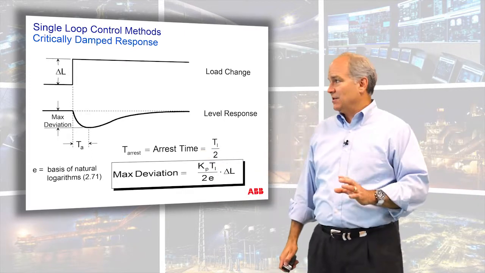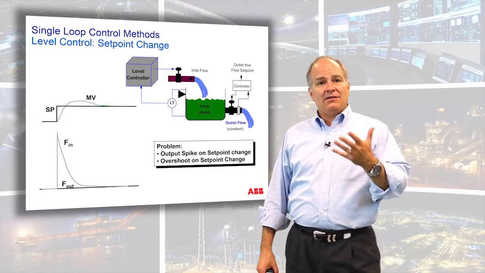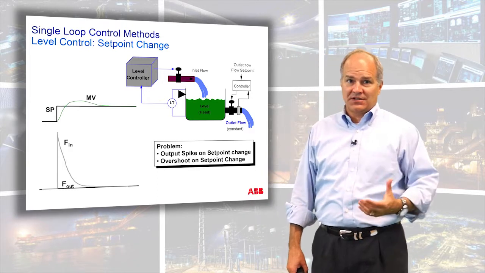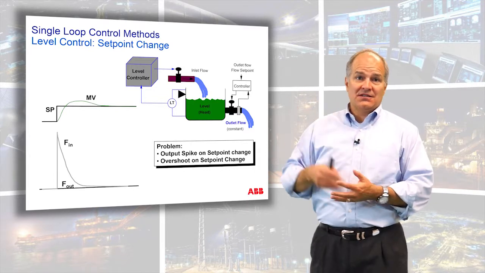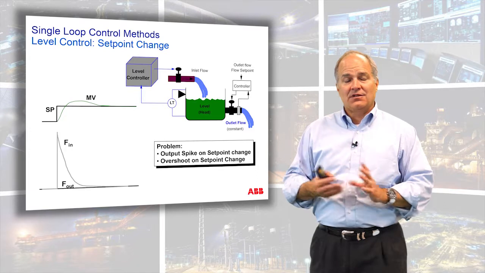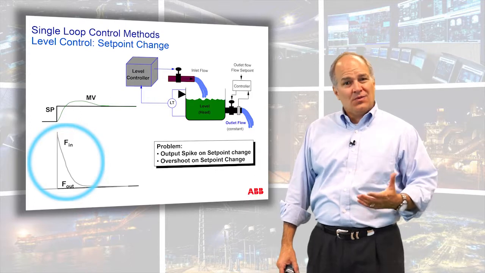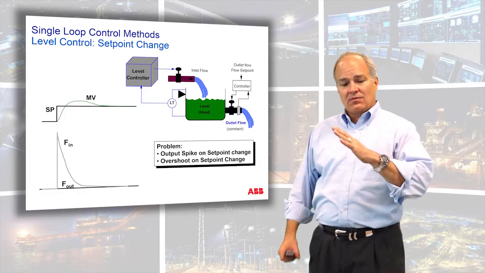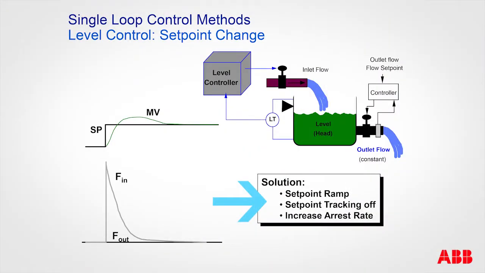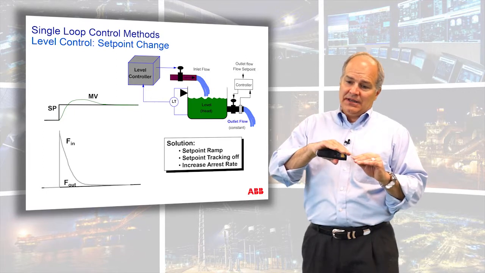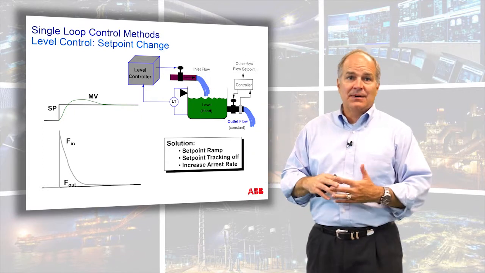The other kind of a warning, when we're talking about this tank level tuning, is this is designed for disturbance rejection. So when the customer goes and changes the set point, because the process gain or the control gain is so big, you can get a hit on the output very fast. So we recommend that you put in a ramp rate on your set point. How do you deal with that? By putting in a set point ramp rate, turning set point tracking off, or increasing the arrest rate. That will cause the set point delta to be a little smoother, which will reduce that spike in the output.